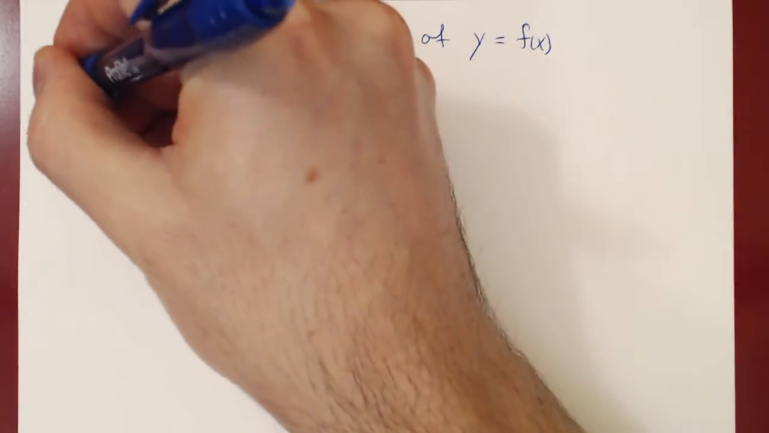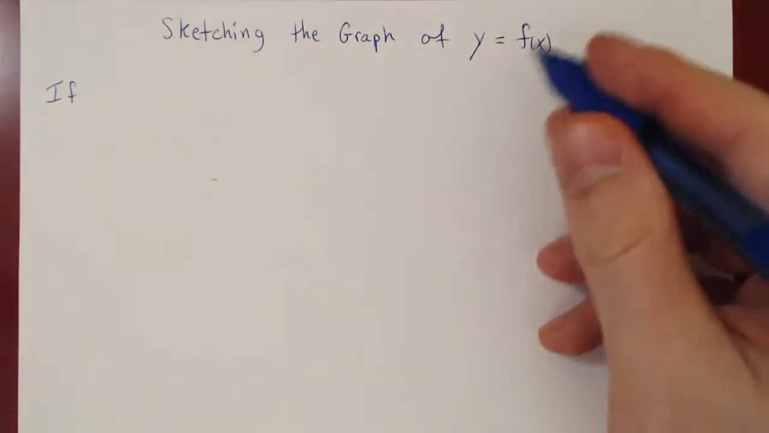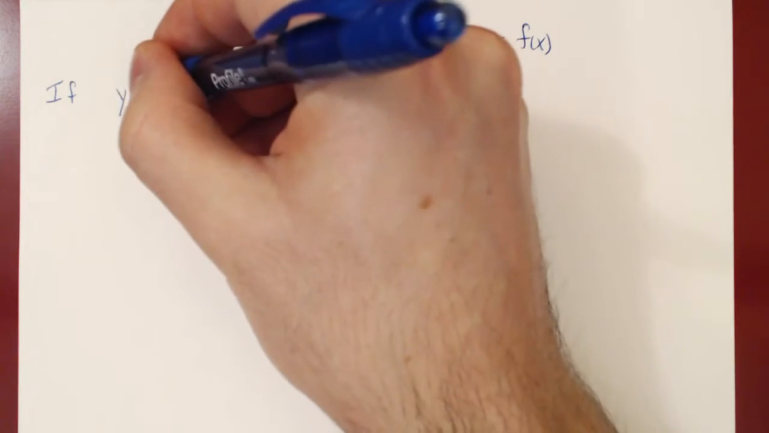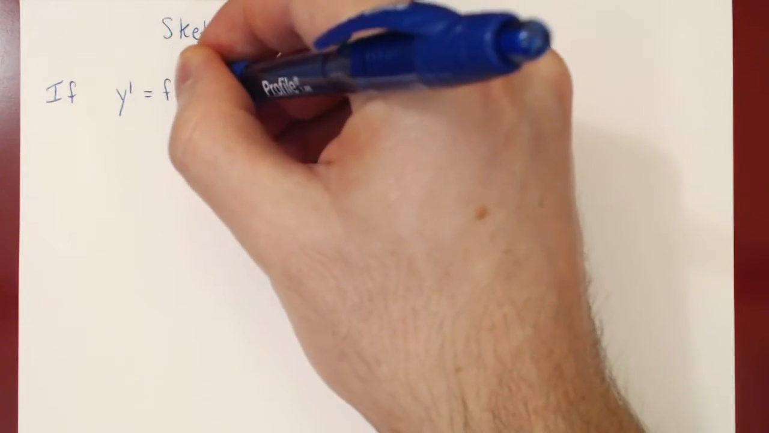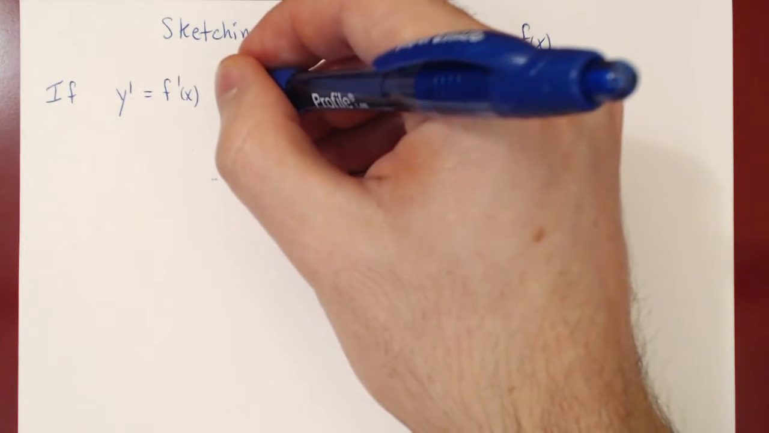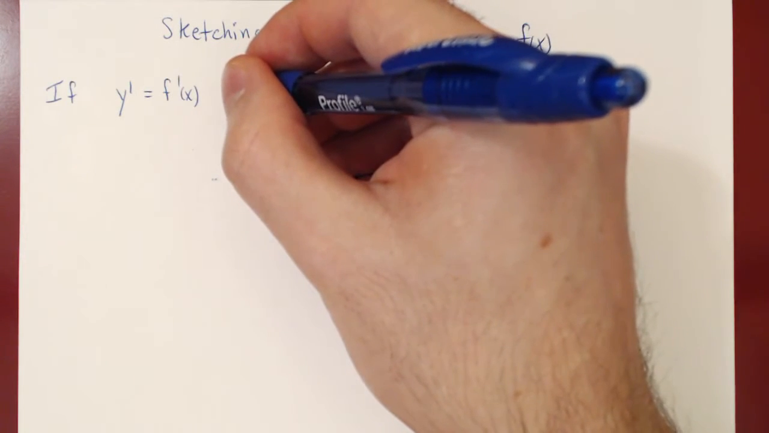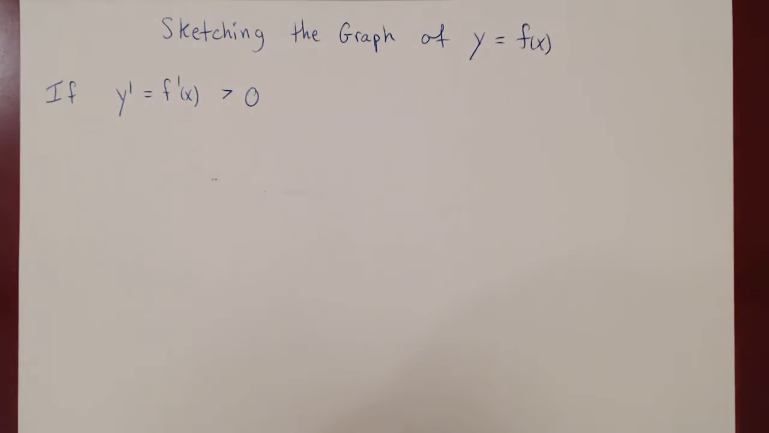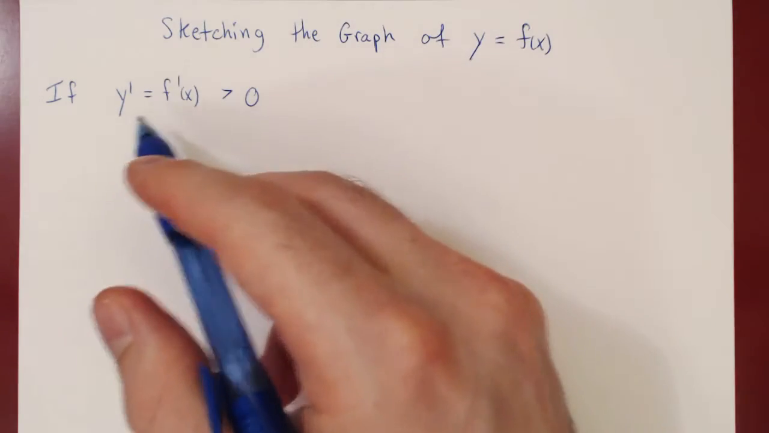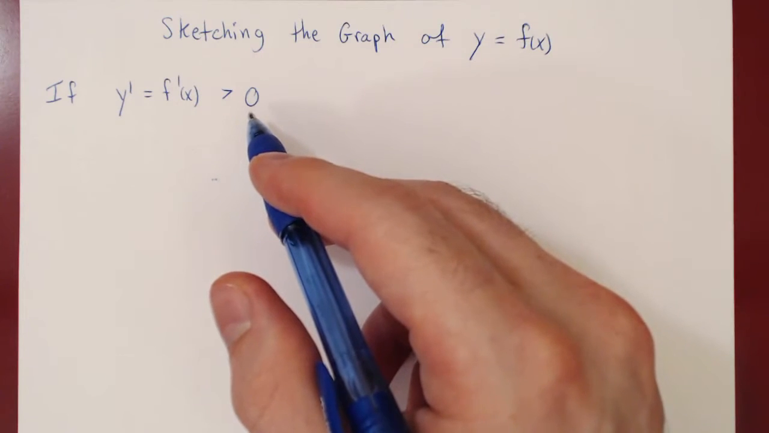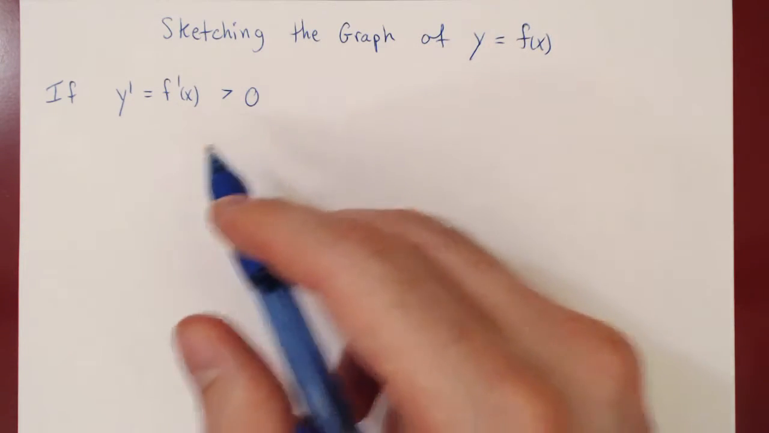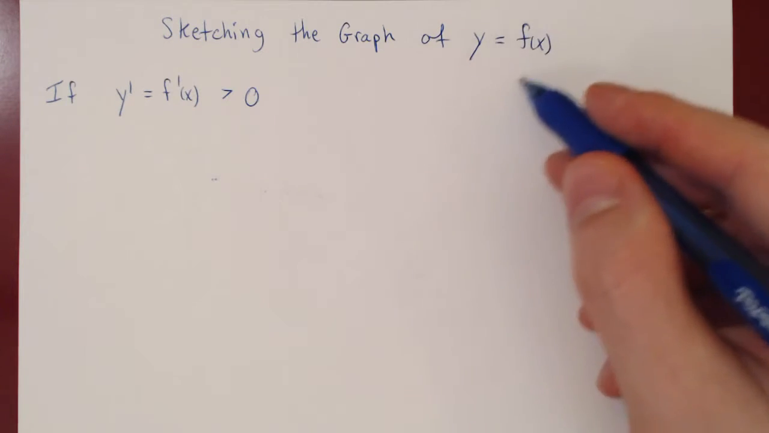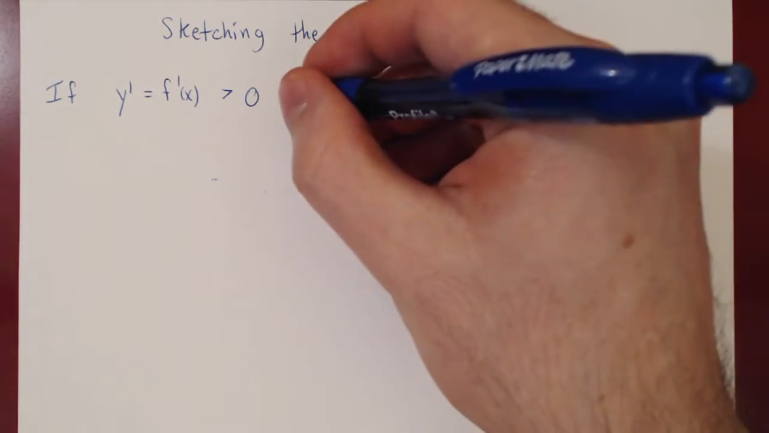So if f prime of x, or y prime, which is the same as the derivative of f, is greater than 0, we know that the derivative is positive, and if the derivative is positive, the rate of change of the function is positive. Therefore, the function is increasing.